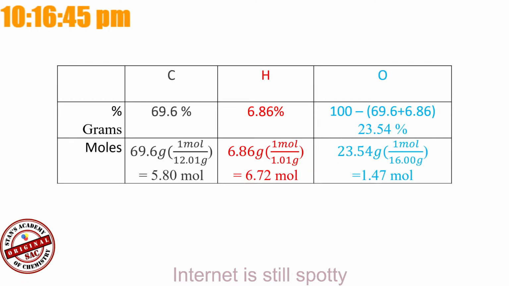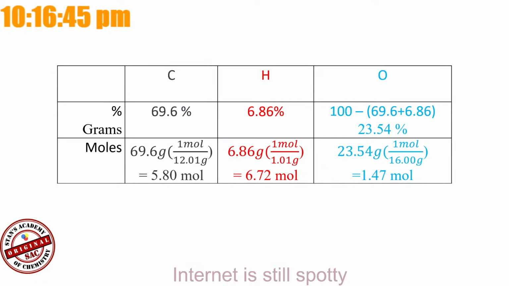That's what's really happening. So now you can see the moles of carbon, hydrogen, and oxygen are going to be 5.80, 6.72, and 1.47 from the calculation that we have done. And then the next step is we want to find out the simplest ratio in which the different elements are combined. In order to do that, we will pick the smallest mole quantity. In this case, 5.80, 6.72, and 1.47. We find that 1.47 is the smallest number. So we divide all three moles by the smallest number, which is 1.47.